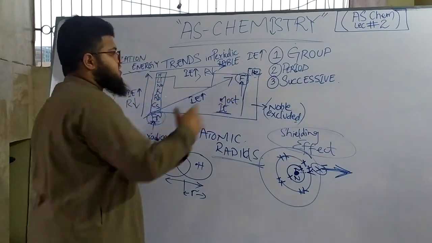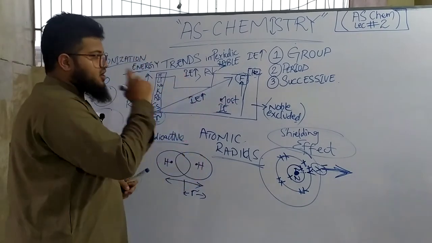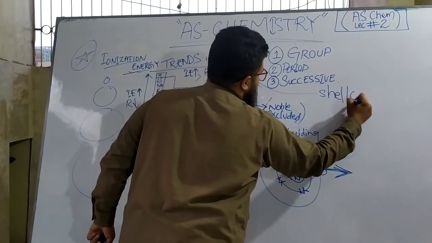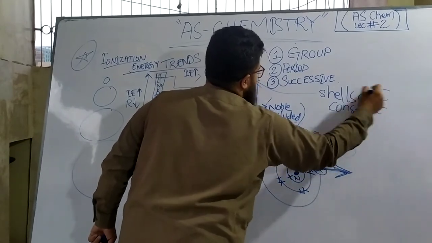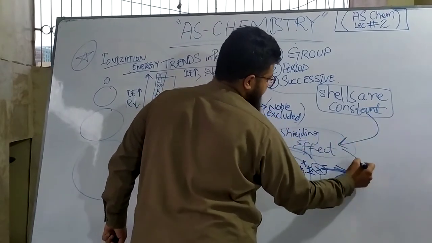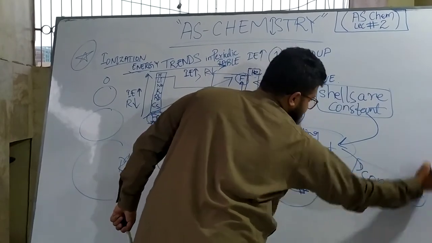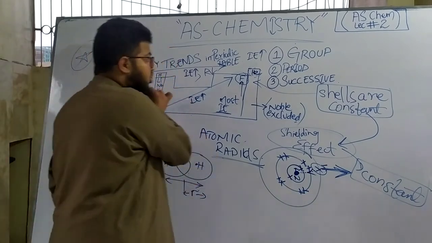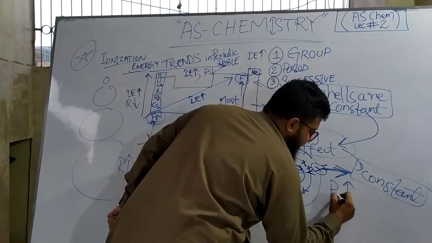So now if you look at the periods, as you go across the period, you might know that the shell number remains constant. The shells are constant as you go across the period. If the shells are constant, then the shielding effect will also remain constant, and that means the inner electrons are not changing. And what does going across the period actually do? It increases the proton number, right?